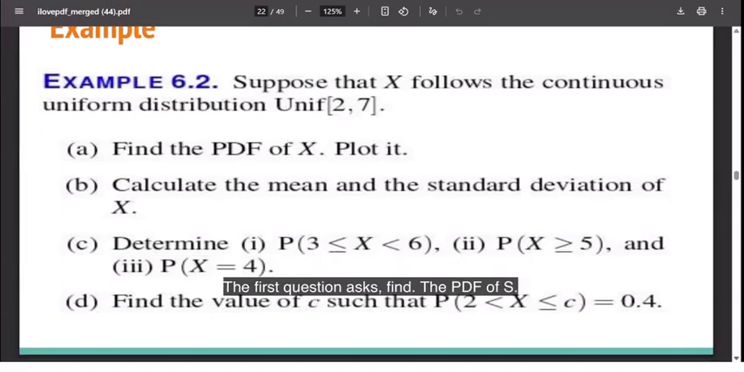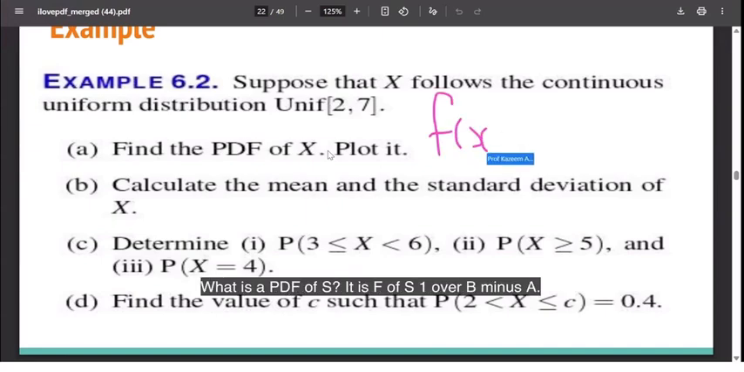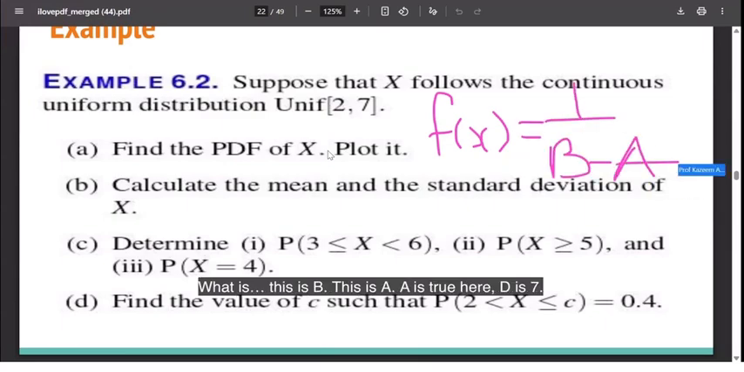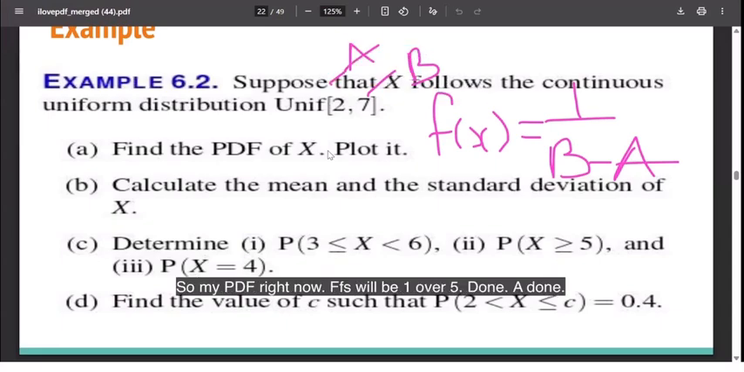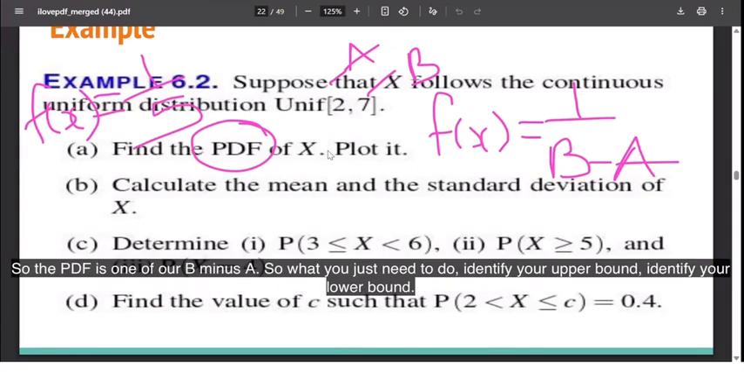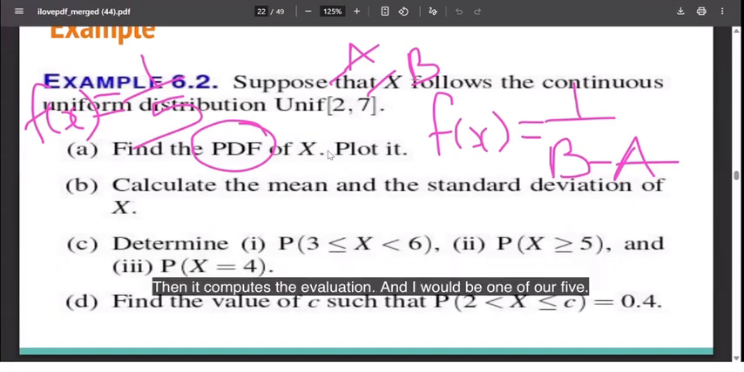The first question asks, find the PDF of S. What is the PDF of S? It is f of s equals 1 over b minus a. Here a is 2, b is 7. So my PDF, f of s, will be 1 over 5. Done. So what you just need to do is identify your upper bound, identify your lower bound, then compute the evaluation. And that will be 1 over 5.